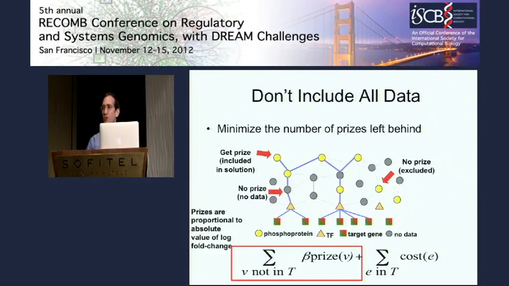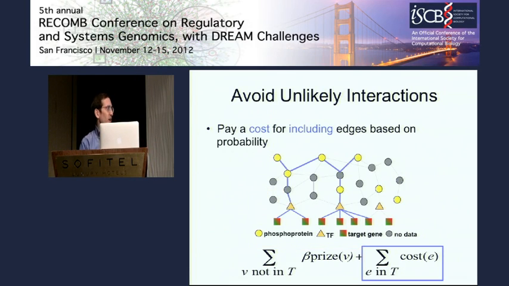But that in itself would just give us back the hairball. So we balanced that desire to collect as many prizes as possible with the fact that the algorithm has to pay a cost for every edge that it uses. And that cost is based on the probability. If it's a very probable interaction, it's cheap. If it's an improbable interaction, we have very low confidence in that protein-protein interaction, then it's an expensive edge. And so by jointly optimizing the number of prizes and the cost, you can end up with compact networks.